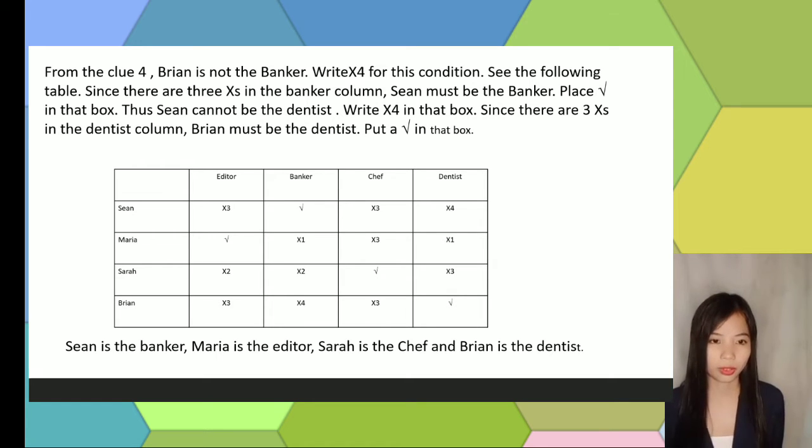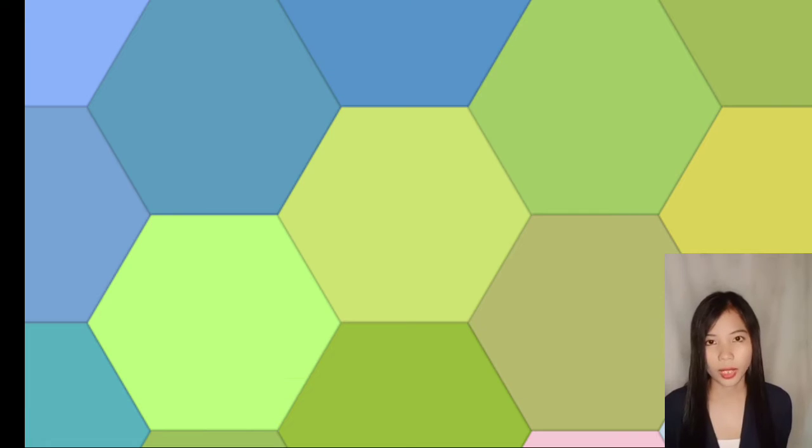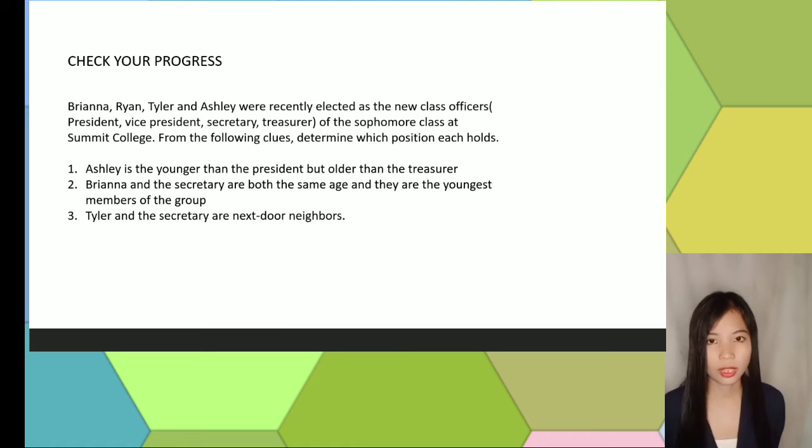See the following table. Since there are 3 X's in the banker column, Sian must be the banker. Place a check in that box. Thus, Sian cannot be the dentist. Write X4 in that box. Since there are 3 X's in the dentist column, Brian must be the dentist. Put a check in that box. Now we identify the occupation of each neighbor. Sian is the banker, Maria is the editor, Sarah is the chef, and Brian is the dentist.